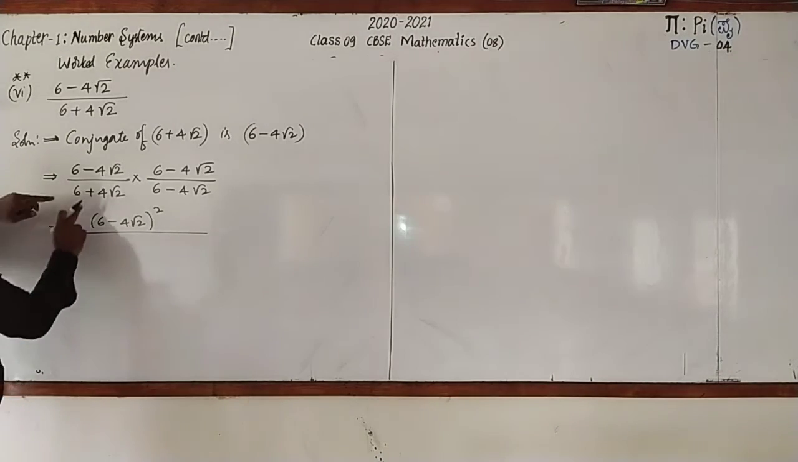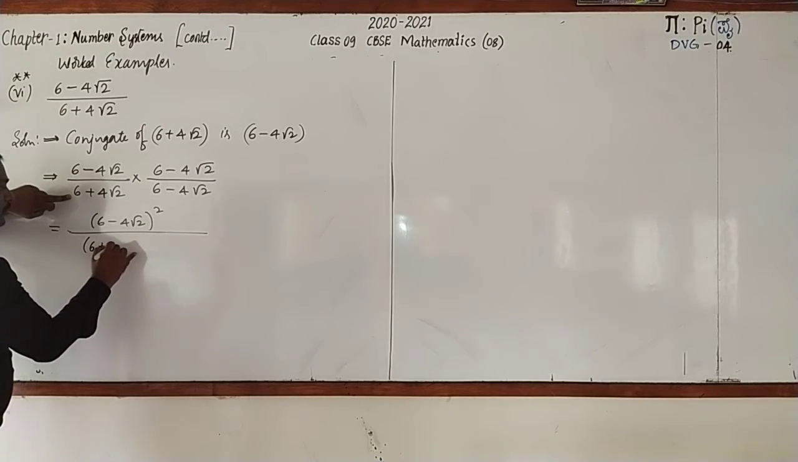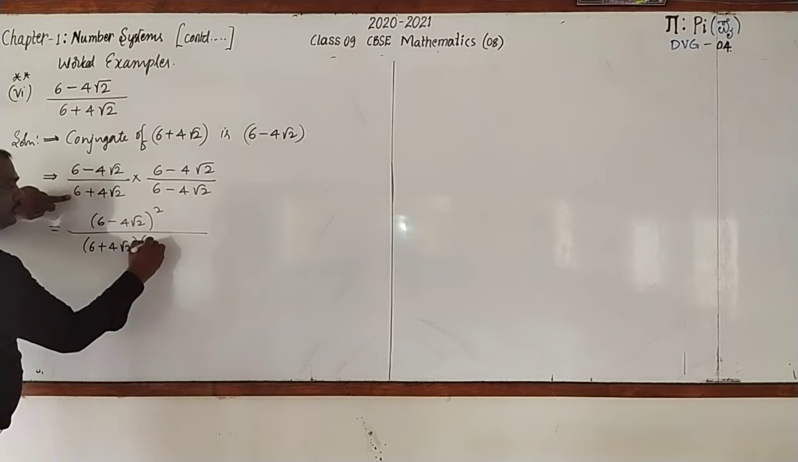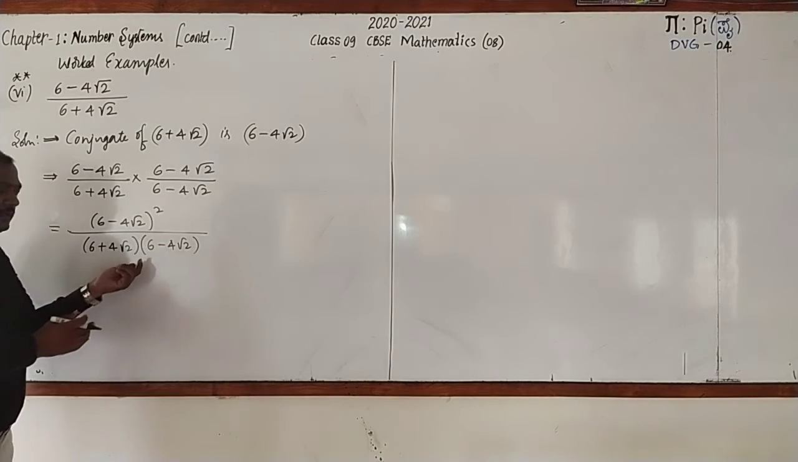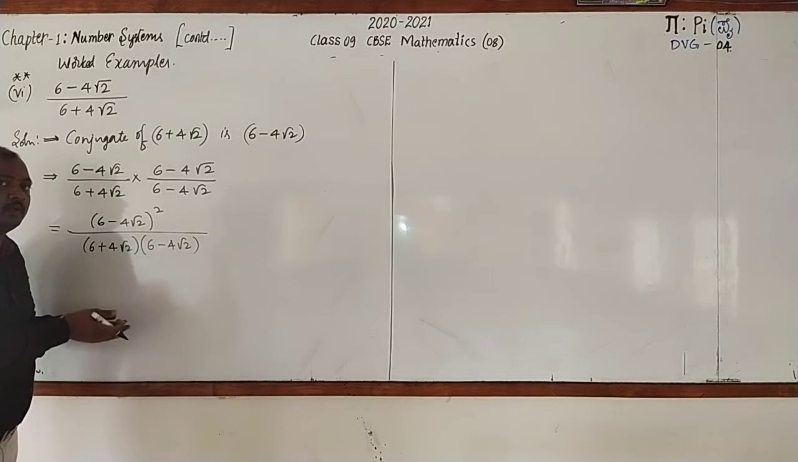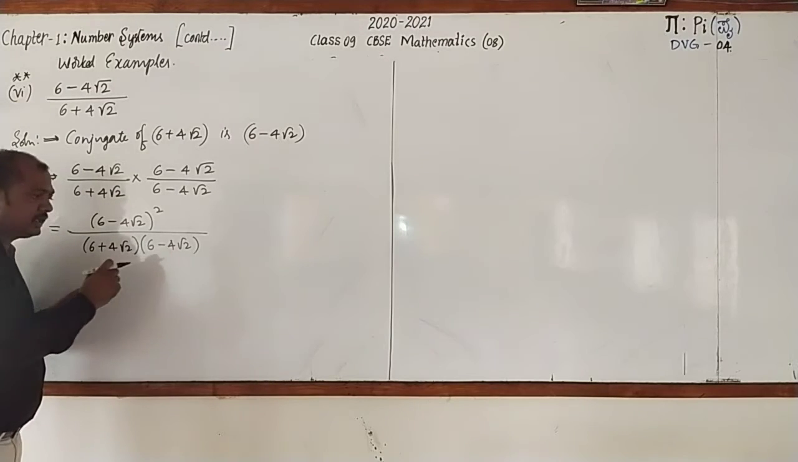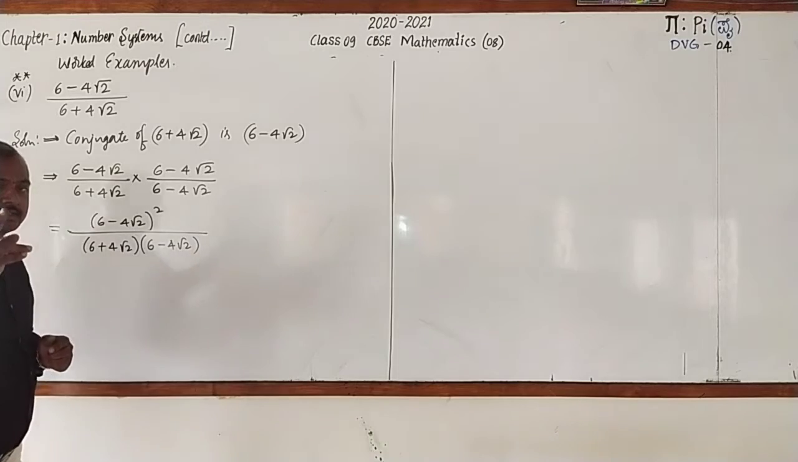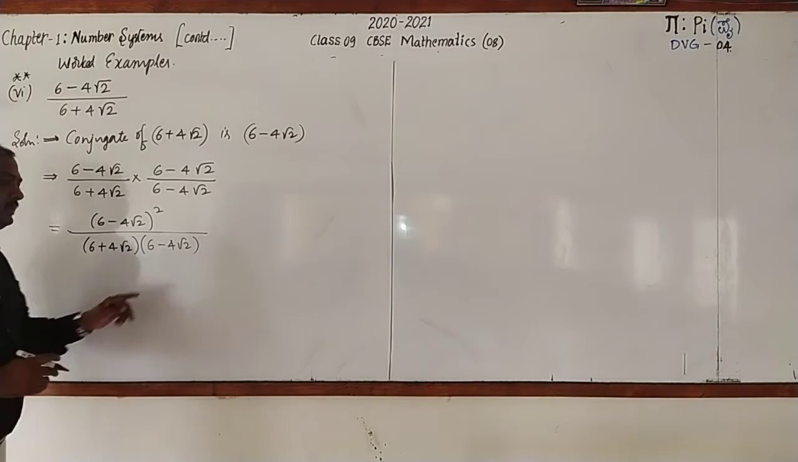Got it? Next, come to the denominator. Here (6 plus 4 into root 2) into (6 minus 4 into root 2). Purposefully I have written like this because we are going to use the identities at a time. Now the denominator, in which form is it? Yes, it is of the form (a plus b) into (a minus b).